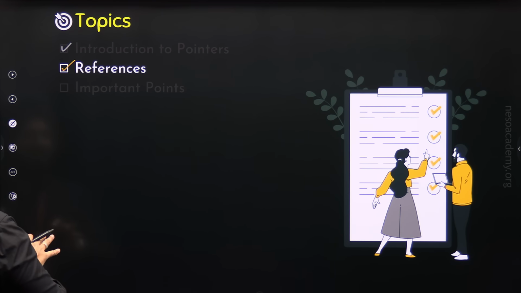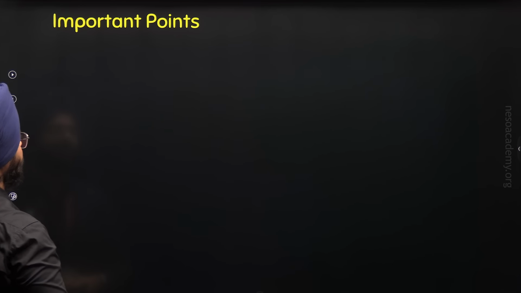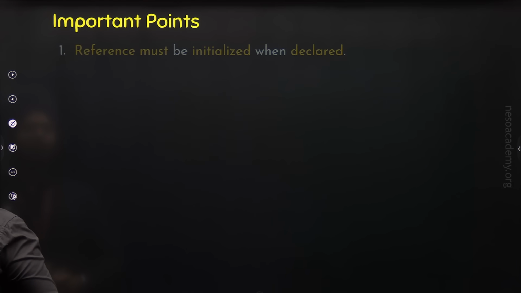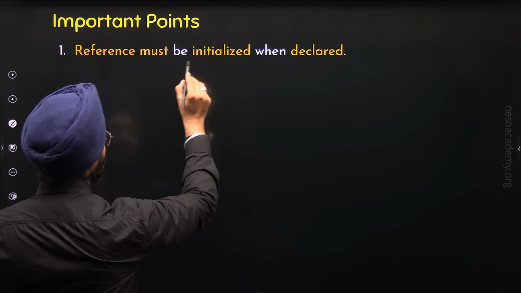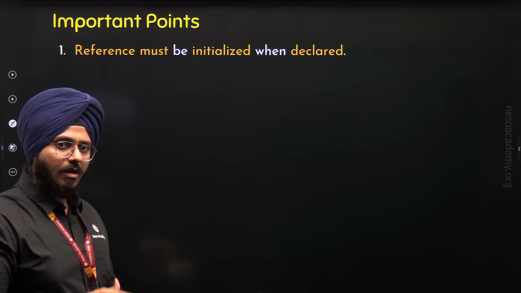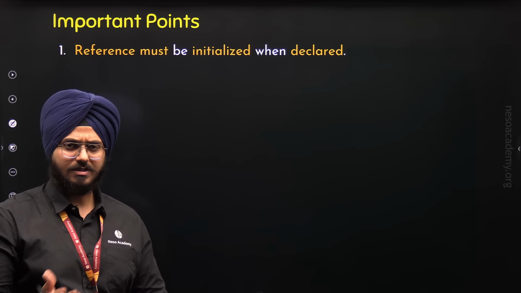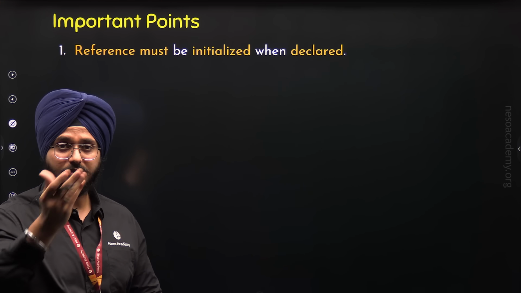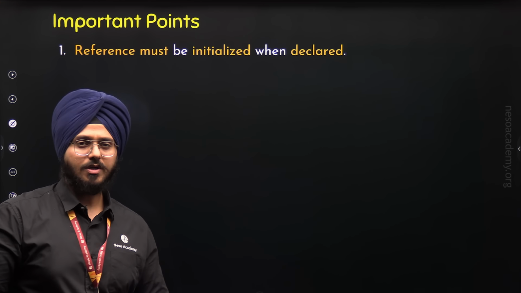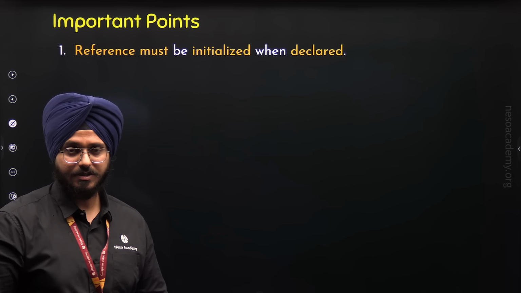Now let's understand some important points associated with references. Here is the point number 1. Reference must be initialized when declared. When we declare a reference, we need to initialize that reference. In the syntax also, we have observed the same thing. We cannot define a reference without initializing it.